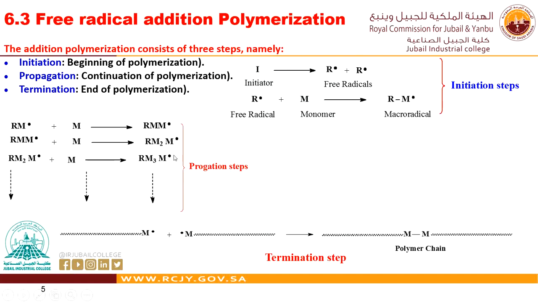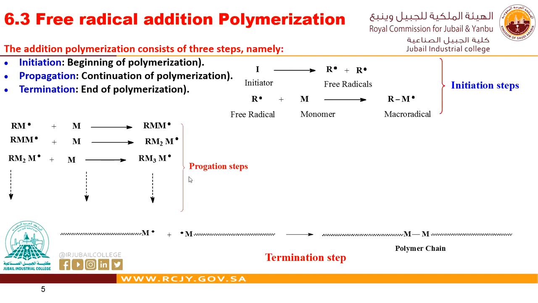So these 3 steps are called free radical addition polymerization. We call it free radical addition polymerization because the reaction is initiated by a free radical and propagated by a free radical. So free radical addition polymerization is addition polymerization that is initiated and propagated by a free radical. But if the polymerization is initiated by a cation, then it is called cationic addition polymerization. If it is initiated and propagated by an anion, then it is called anionic addition polymerization.